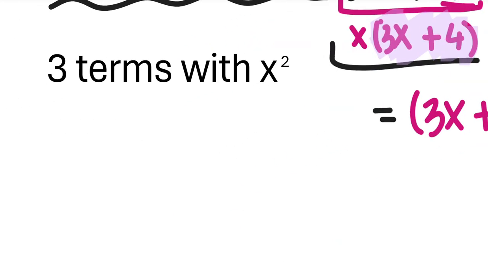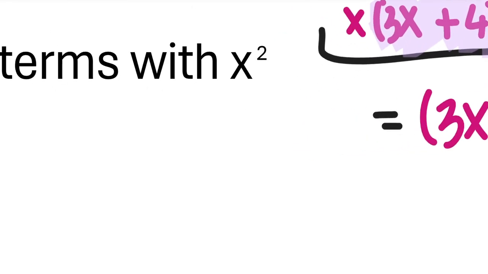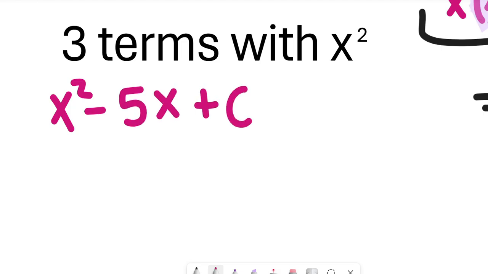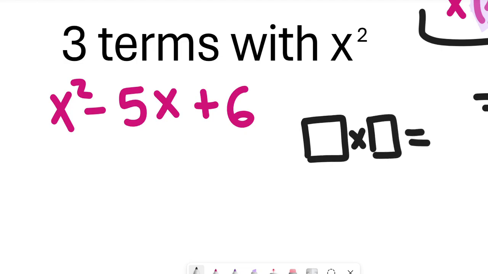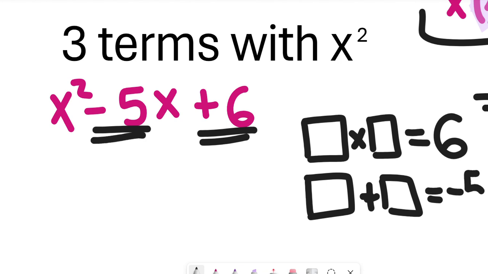Alright, then we say factoring if we have 3 terms, but with x squared. What do we mean by that? If we have an example, x squared minus 5x plus 6, we learned that we need to find two numbers, something multiplied by something, to give us this number here, which is 6. But if we add those two numbers, they will give us this number here, which is minus 5.